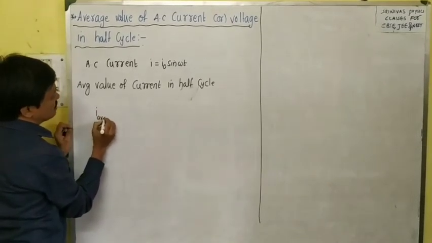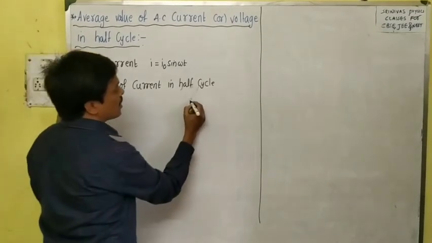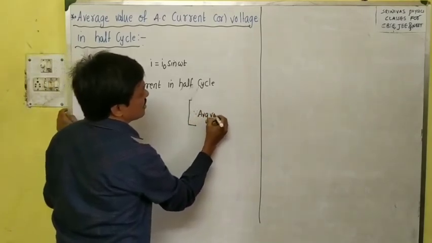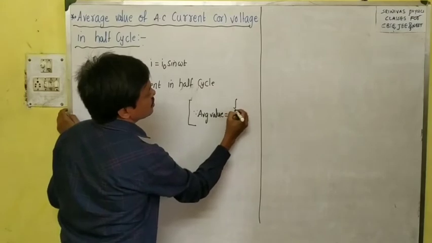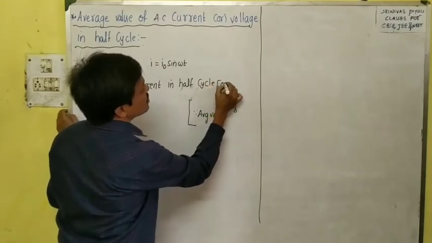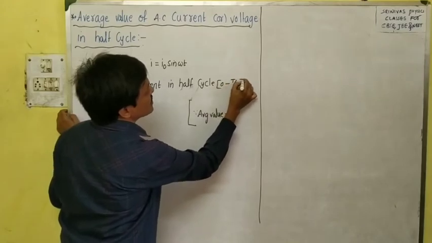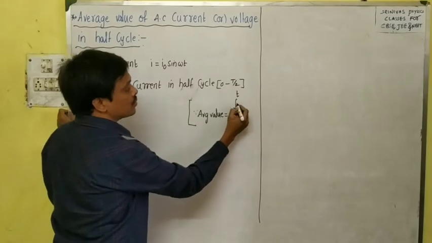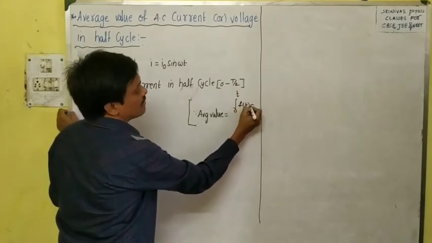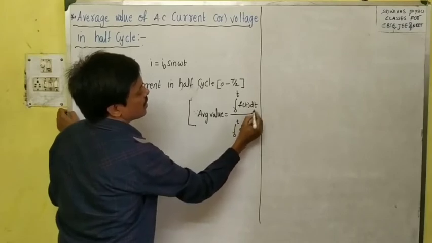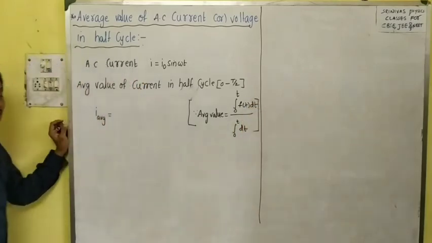Then the average value, we have a formula in mathematics, as I already said: the average value of a certain function over a certain interval of time, from 0 to T. For half cycle, the limits are 0 to T by 2. For a complete cycle the time period is T, for half cycle T by 2. The formula is 1 over T integration 0 to T of f(t) dt. This is the mathematics formula to find the average value.